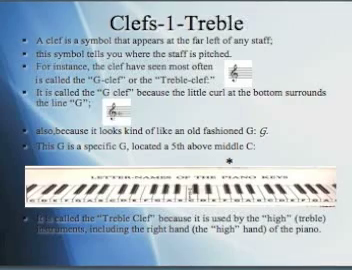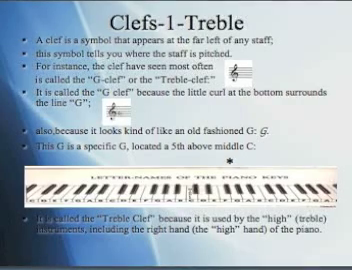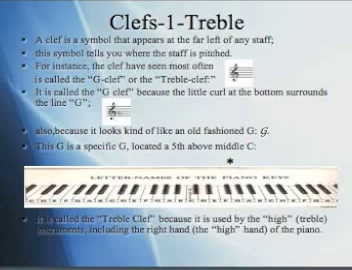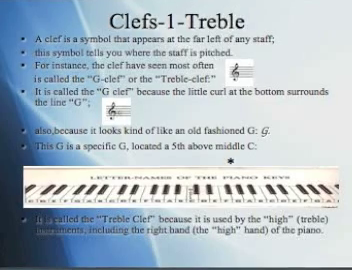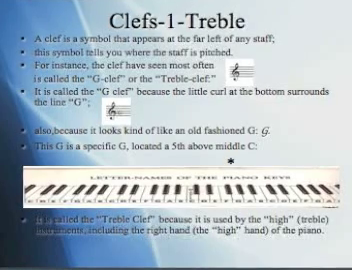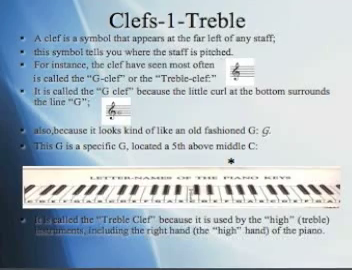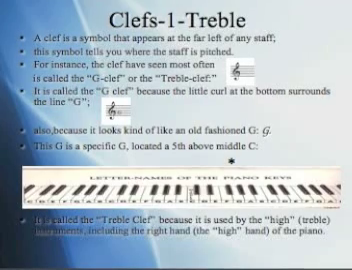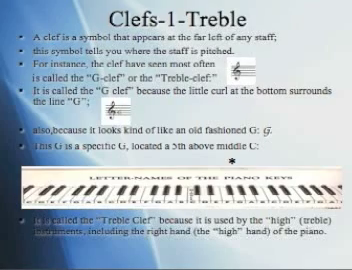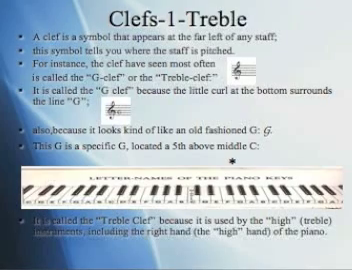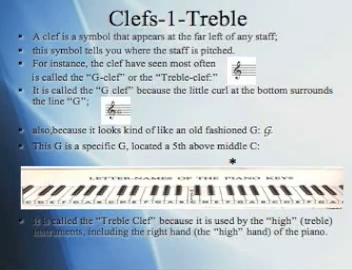This G is a specific G, located a fifth above middle C. Middle C is the invisible ledger line between the piano treble staff and bass staff. It's right in the middle of the keyboard. It's right in the middle of all the instrumental ranges. It's called the treble clef because it is used by the high treble instruments, including the right hand, the high hand of the piano.